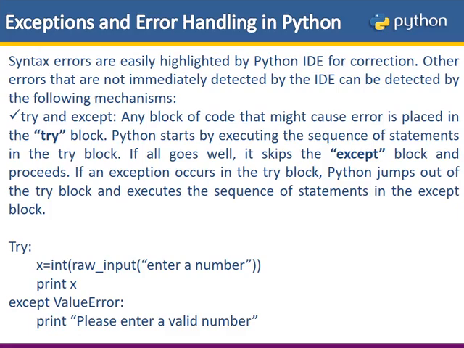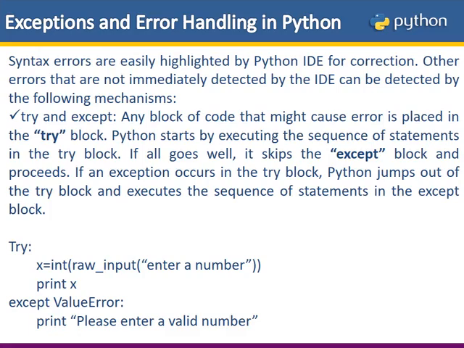Python starts by executing the sequence of statements in the try block. If all goes well, it skips the except block and proceeds. If an exception occurs in the try block, Python jumps out of the try block and executes the sequence of statements in the except block.